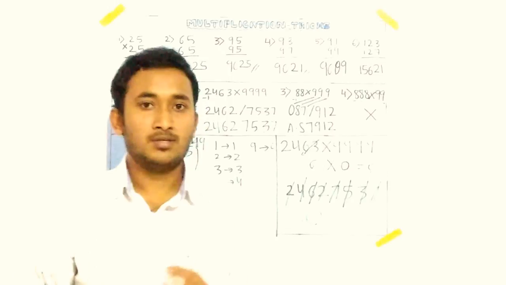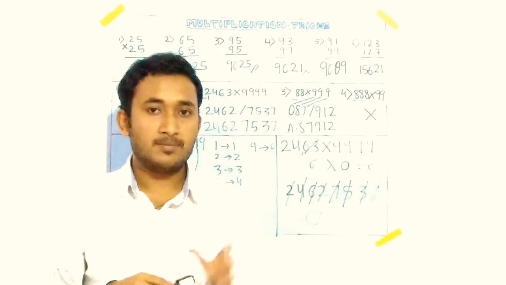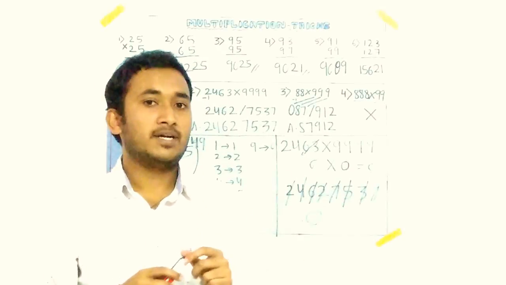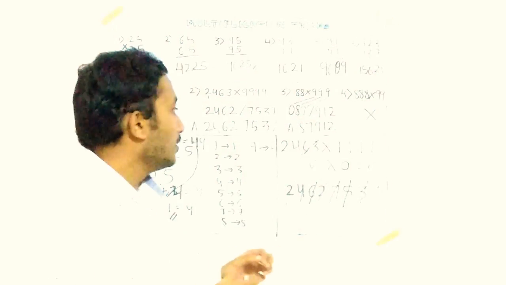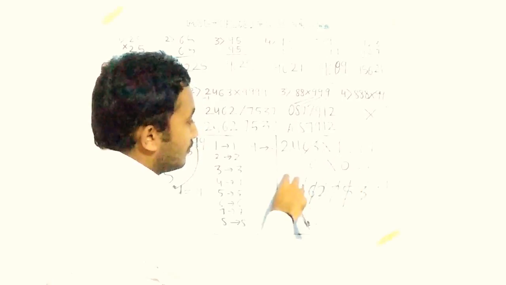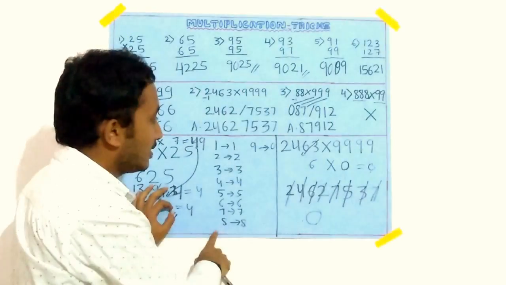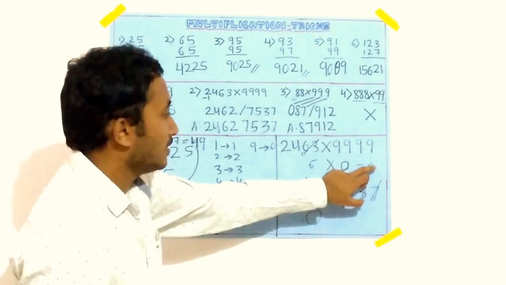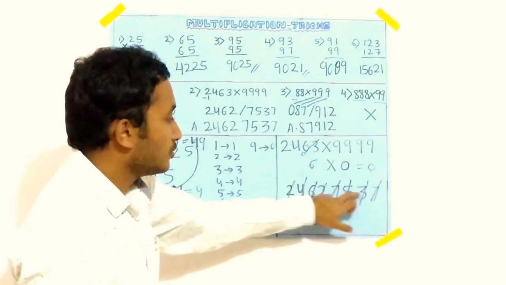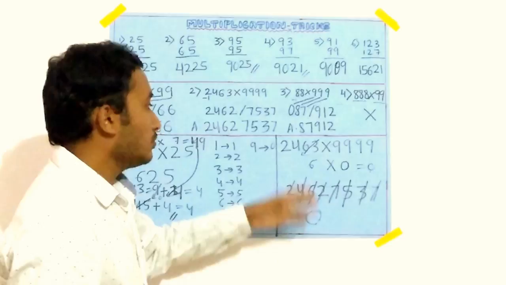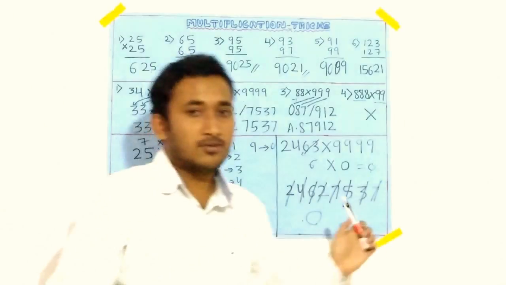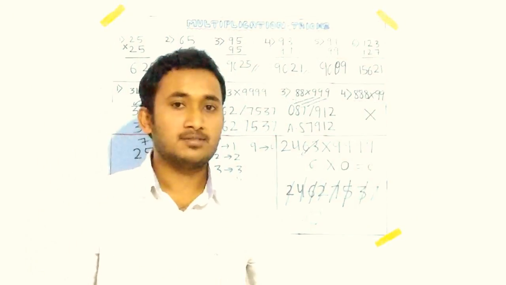In RRB or IBPS, if the multiplication number is bigger, you need to perform the same steps. You need to add, follow this method, and check if this is coming as 0, which means the answer should also come as 0. So you cannot multiply directly, just follow this trick and you'll get the answer very quickly.